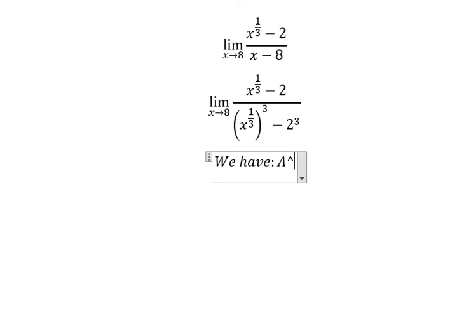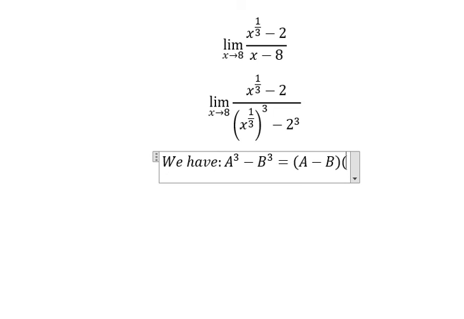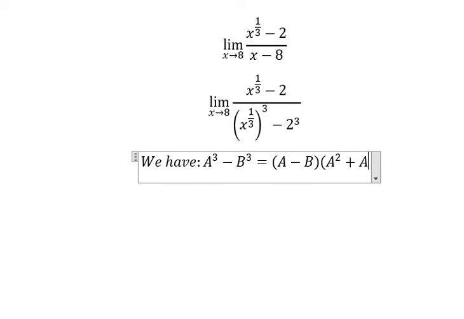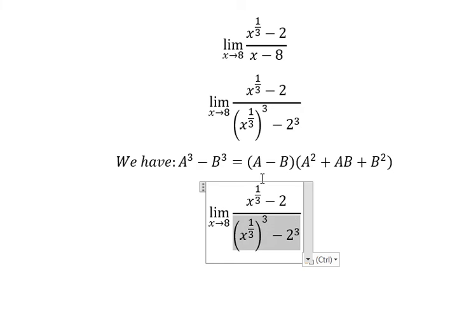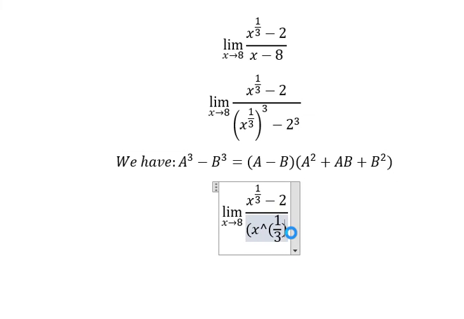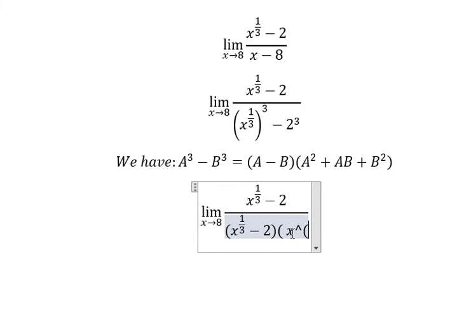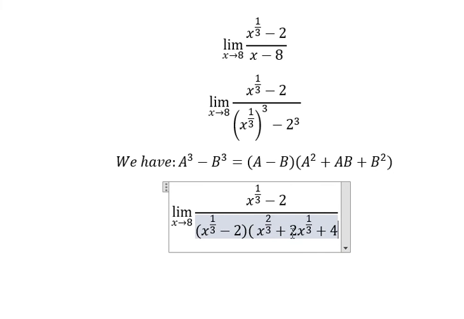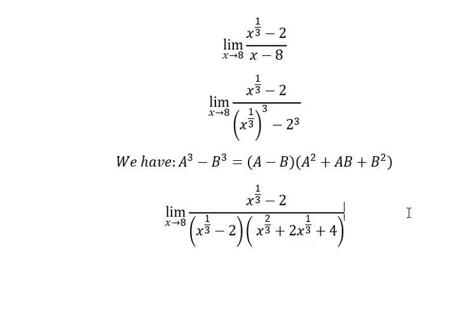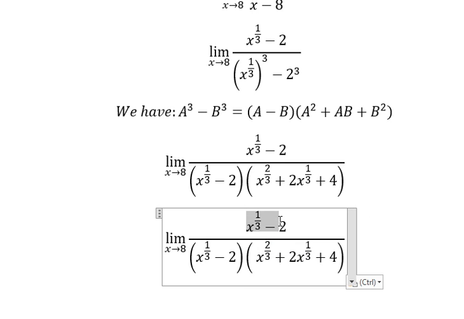a to the power of 3 minus b to the power of 3 equals a minus b multiplied by a square plus ab plus b square. So in this one, we need to transform this one into this one, and we have it like this. Now we need to simplify this one and this one.